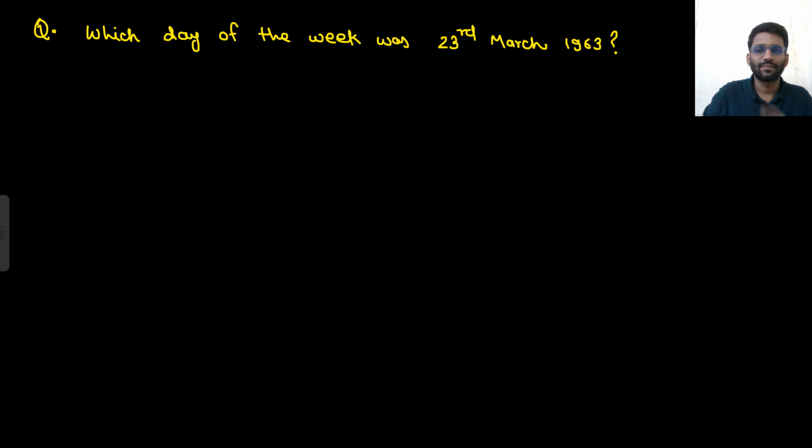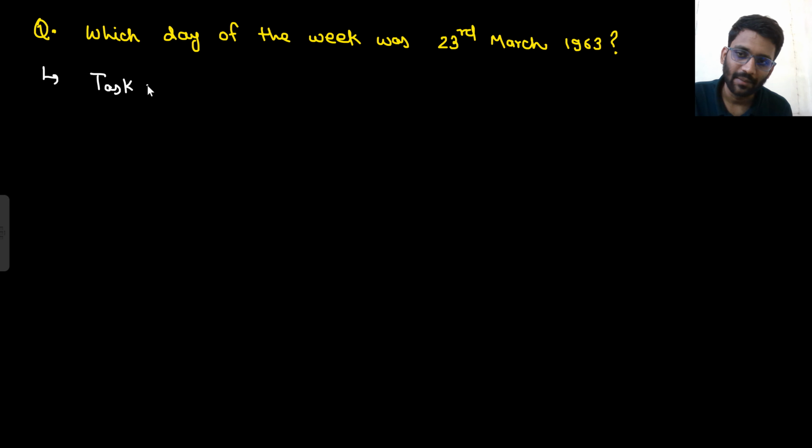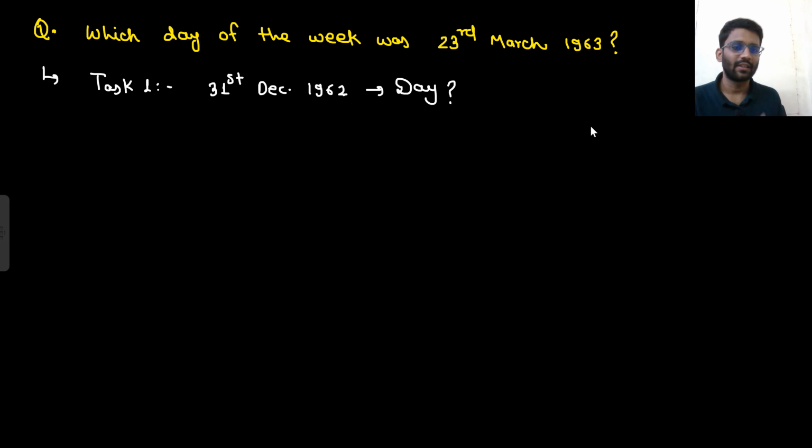Let's solve the problems now. So, this kind of problem will come in your examination. Which day of the week was on 23rd March 1963? So, what will be my target? My task 1 would be, I am writing my task 1. What would be my task 1? That I need to find the day on 31st December 1962. This will be my target. Then I can go to 23rd March very easily, right? So, this is my target.